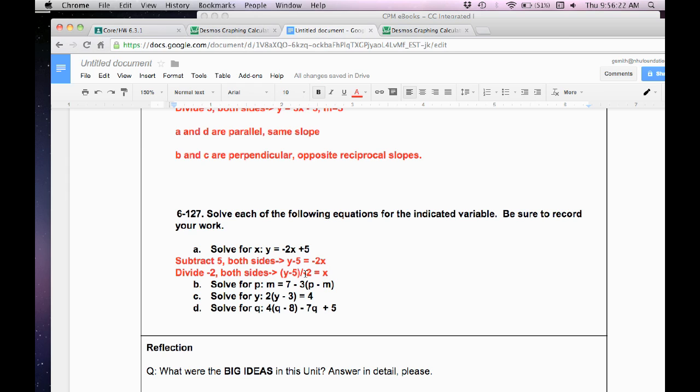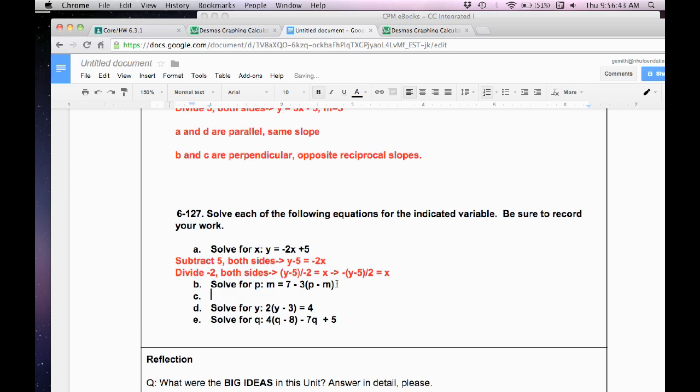And just typically you don't put the negative in the denominator, so the final version will be sort of like this. Negative parentheses y minus 5 over 2 is equal to x. It's not pretty, but it works. It's true. It's a winner.